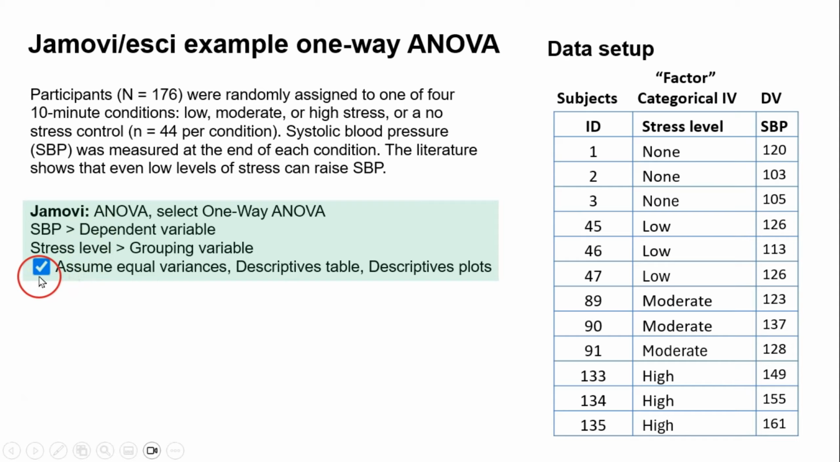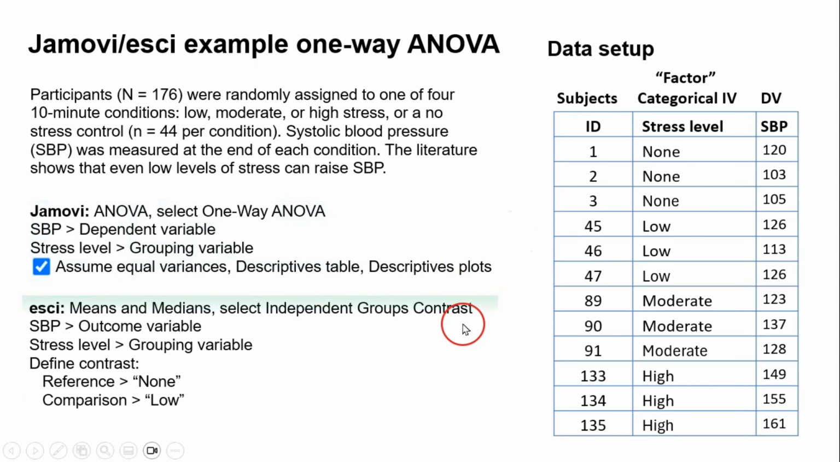You can check the box here to assume equal variances for these groups. You can also not assume equal variances, but for this example, we'll assume equal variances between the groups. And then you can check the descriptives table to get the descriptives for each group, and we can also get a descriptives plot, which is also kind of nice because it will give us the groups with 95% confidence intervals.